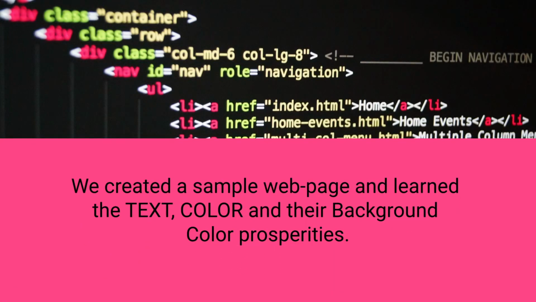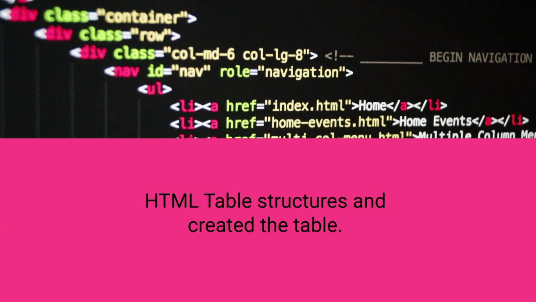This is what we have seen about HTML. Let's summarize this session. We discussed HTML code and its attributes. We created a sample web page and learned the text color and background color properties. We also discussed the HTML table structures and created the table. With this, I conclude this session and meet you at the next session for more practical demonstration.